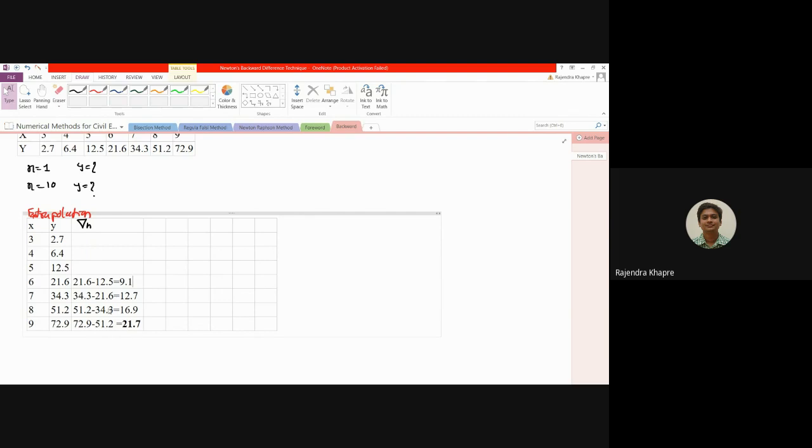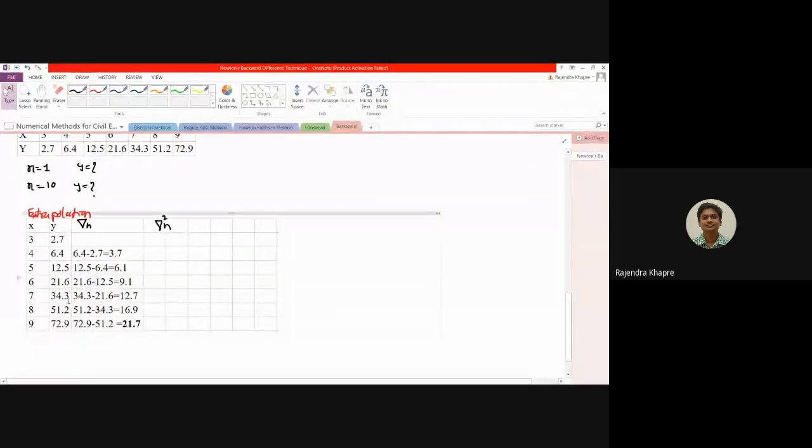Okay, and this will be 12.5 minus 6.4. How much is this? 6.1. Yes. Okay, and this will be 6.4 minus 2.7, that is 3.7. Okay, and this is your delta n, so the next column will be delta square n.